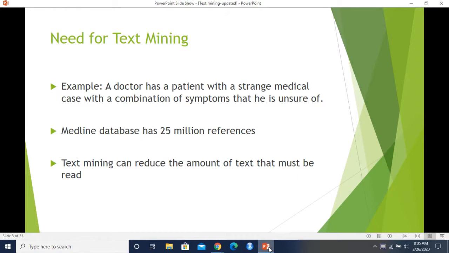With that much reading to do, it would take a long time before he figured out what condition the patient has. With text mining, though, we can consolidate the papers that are closer to the disease in question, and the doctor can find the answer faster. There are many research papers written on this topic, so if you look in Google Scholar for text mining and the Medline database, you can follow up on this example.